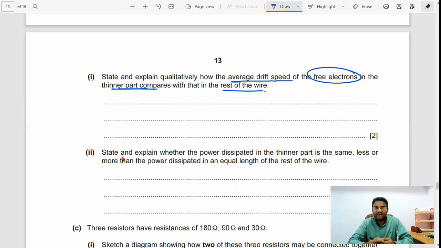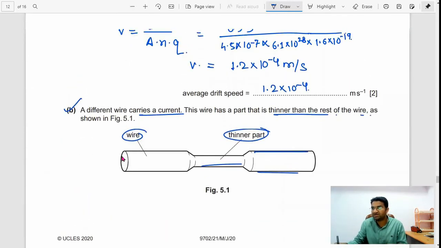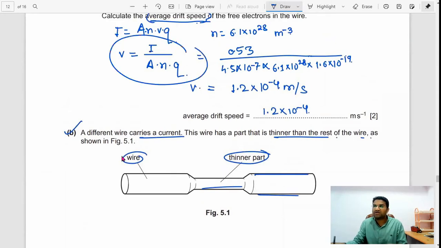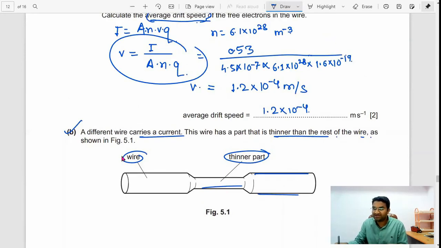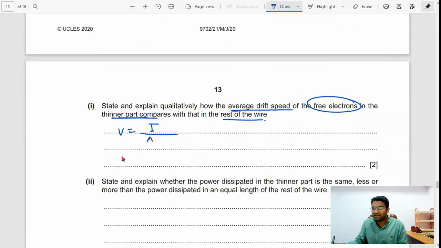So we have a relation right here. We rearranged the terms and found the formula. So v is equal to I over A n q, right? Therefore you can say that the average drift speed is inversely proportional to the area.